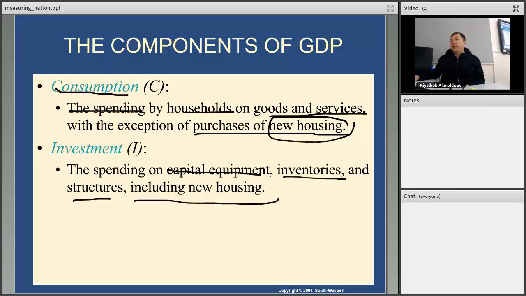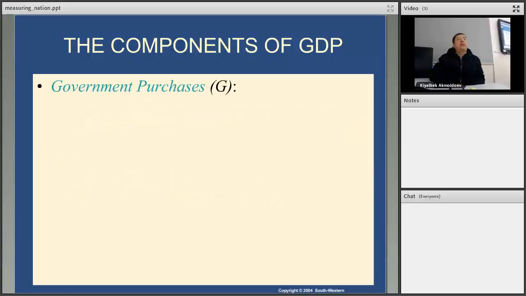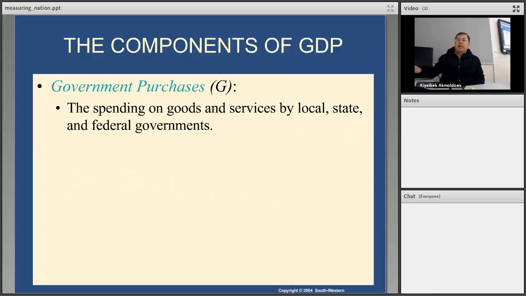Firm spending on capital equipment, inventories and structures, including new houses. So buying a house, it is not consumption, it is what? Investment. So firms, to produce goods and services, need some equipment, inventories, and machines. They want to enlarge their factories, or modernize their structure of production. That's why they have to spend some money, and this spending is also called, as we have mentioned, investment. And next one, government purchases.